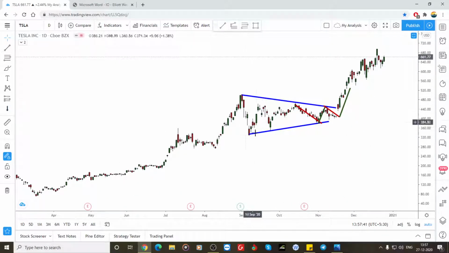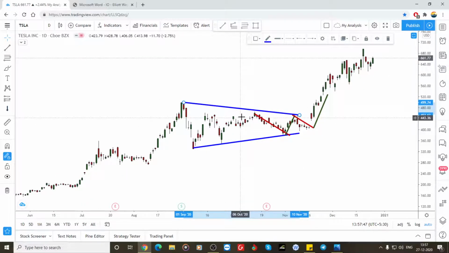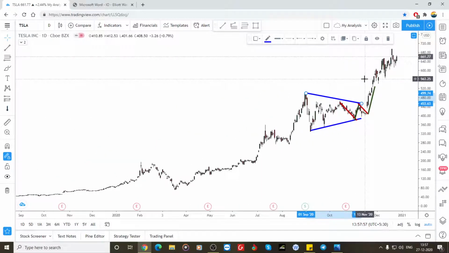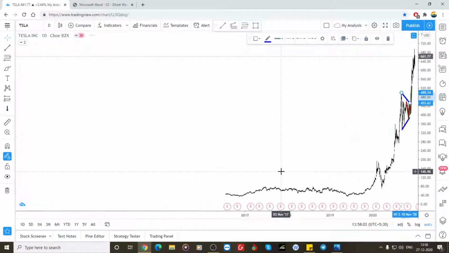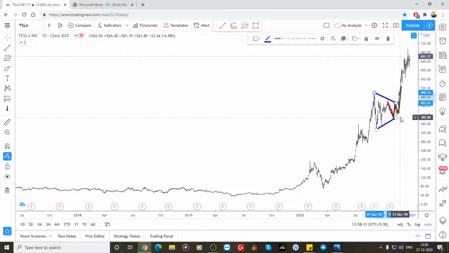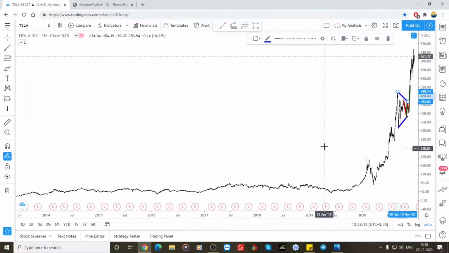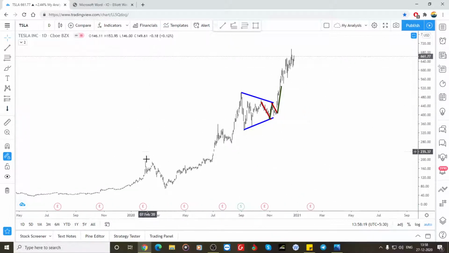So this is also a triangle, A, B, C, D and E. It has to break above this. Yeah, here it's already broken. So this is B, C, D, E. After that, it has already shot up in the continuation trend. If I didn't label all those things, I just labeled this as a triangle. So that is a continuation pattern. So this could be 1, 2, 3, 4, and the fifth wave is running in an impulsive way. Because it has already shot up, that is why I have not traded this Tesla.